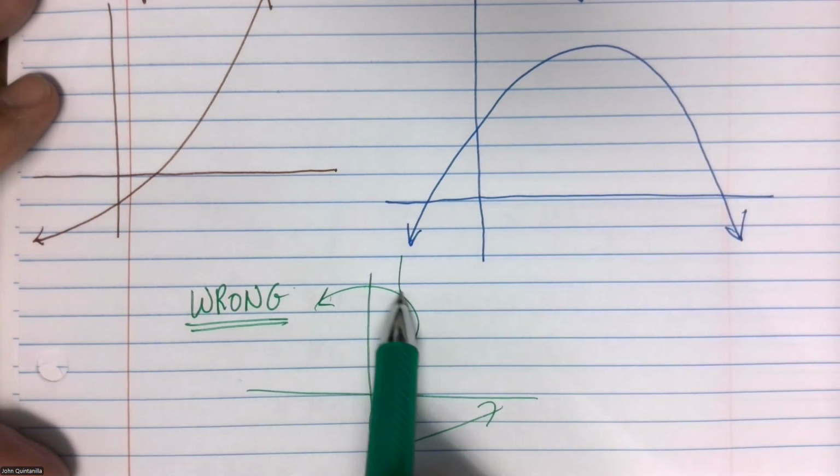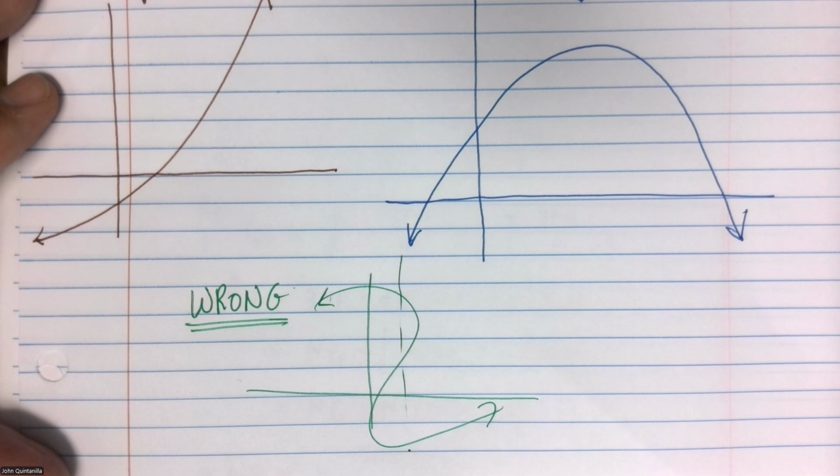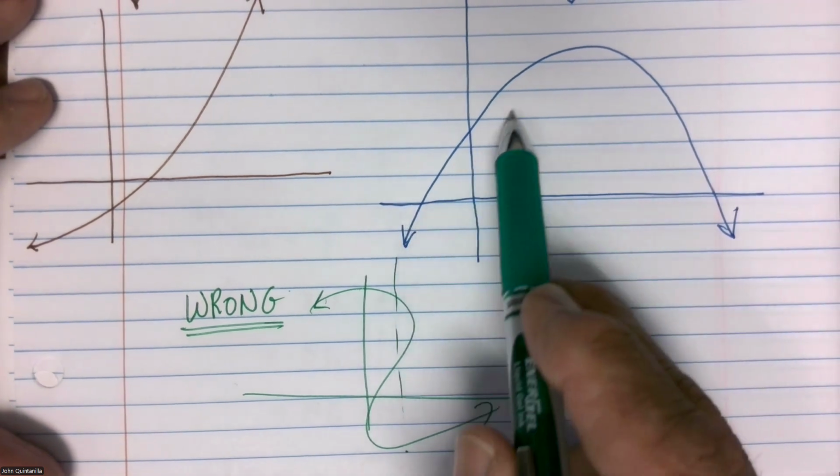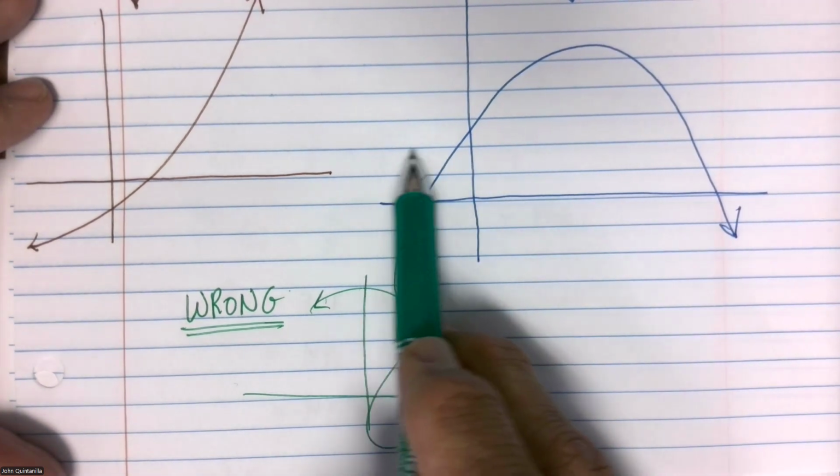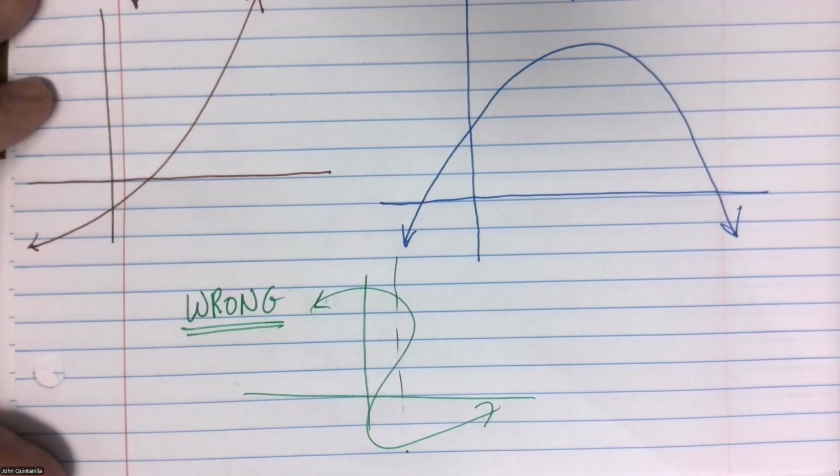So for a question like this, don't give me something that is not a function. Make sure that the graph is indeed a function, but it is a function that does not satisfy the horizontal line test.